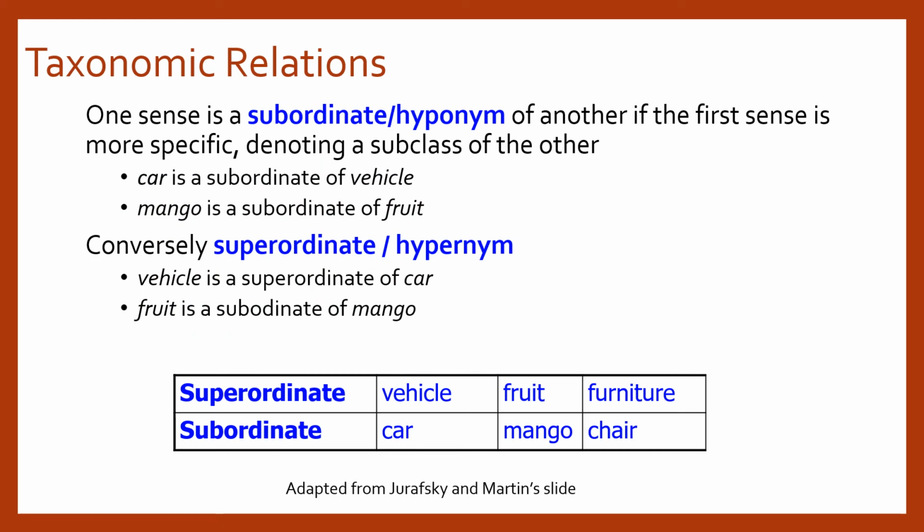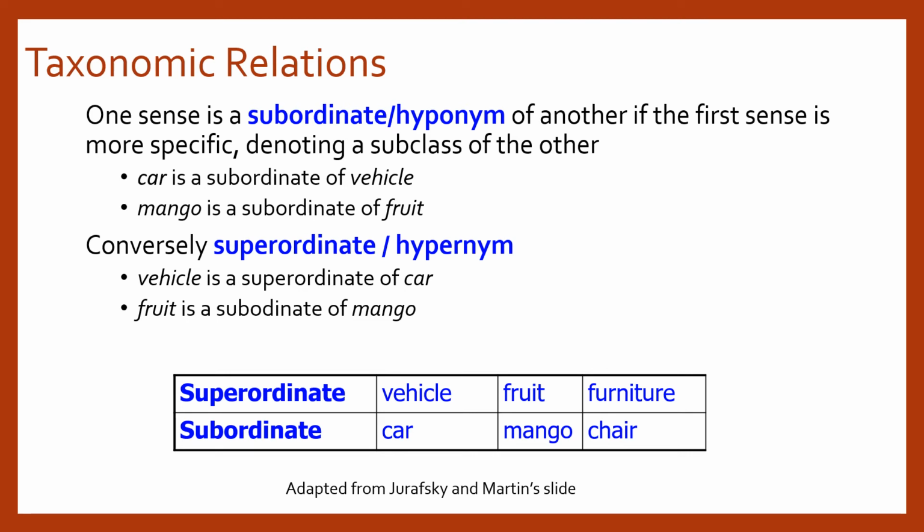Then there is another, a taxonomic relation among the words, where one word is a kind of a subordinate or hyponym of the other word, if the first word is more specific. So, for example, when we talk about a car and a vehicle, the car is a subordinate or hyponym of vehicle.